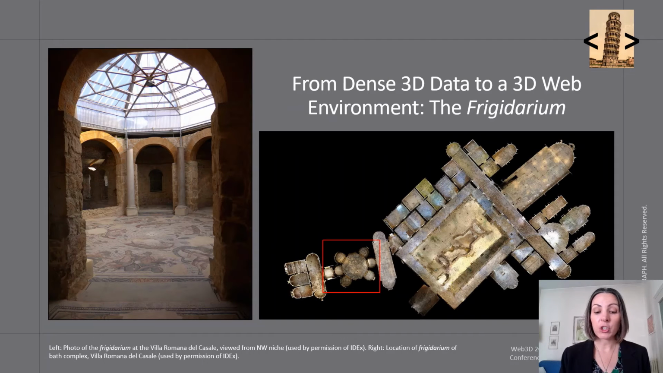Even more than the geometry, the 8.5 by 8.5 meter mosaic of the frigidarium floor posed a significant challenge in terms of achieving a high enough resolution to make the mosaic legible to a player walking through the space without using a texture so large that it could not be rendered smoothly in WebGL by our target machines.